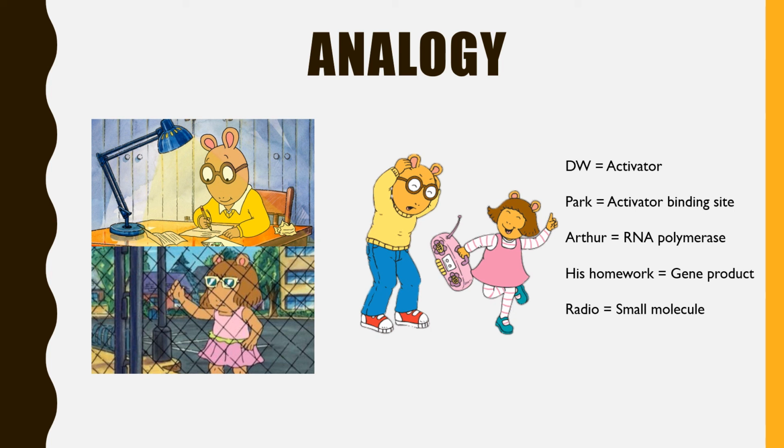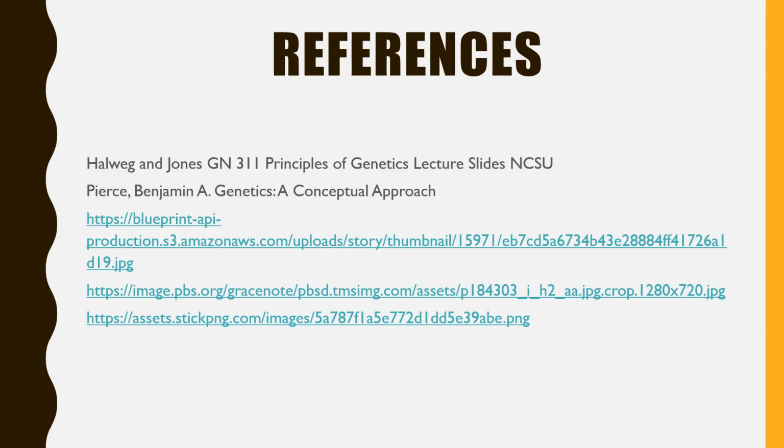When DW gets this radio, she no longer stays at the park, making Arthur unable to concentrate and complete his homework. This is analogous to the activator protein no longer being able to bind to the DNA once it binds to a small molecule. Since the activator isn't bound to the DNA, the RNA polymerase can't transcribe the gene, and the gene is not expressed. And that's positive repressible transcriptional regulation in a nutshell.